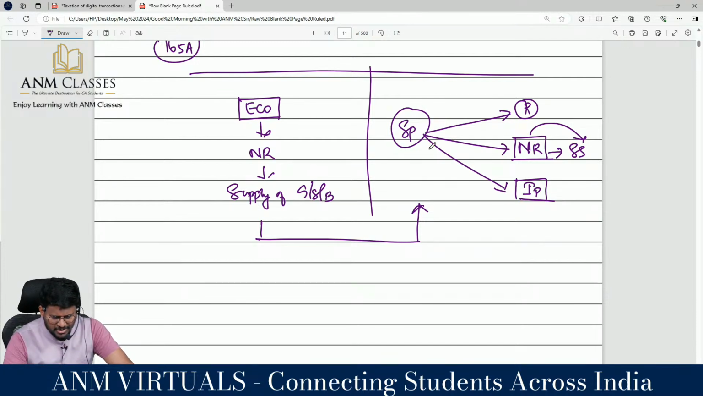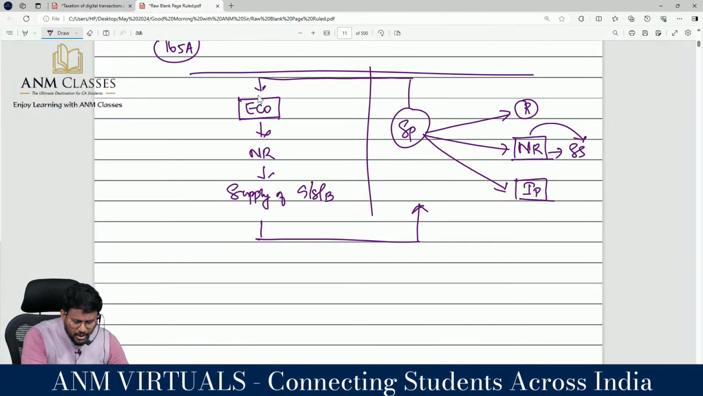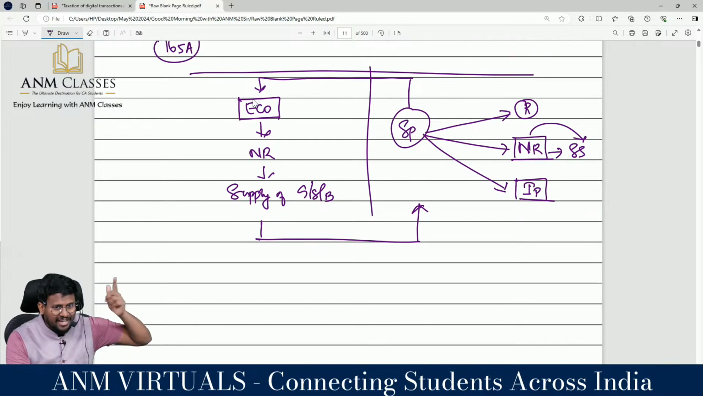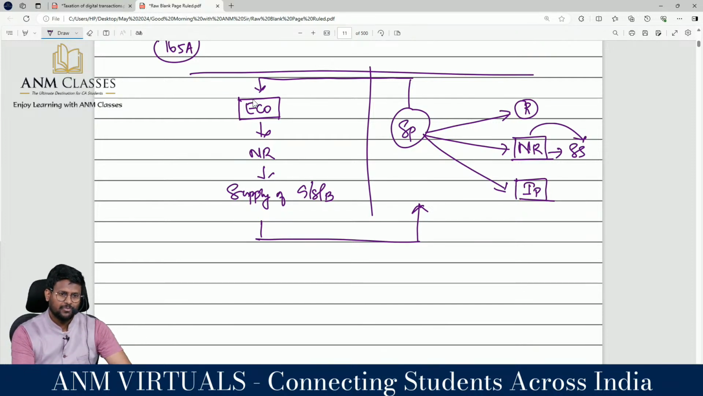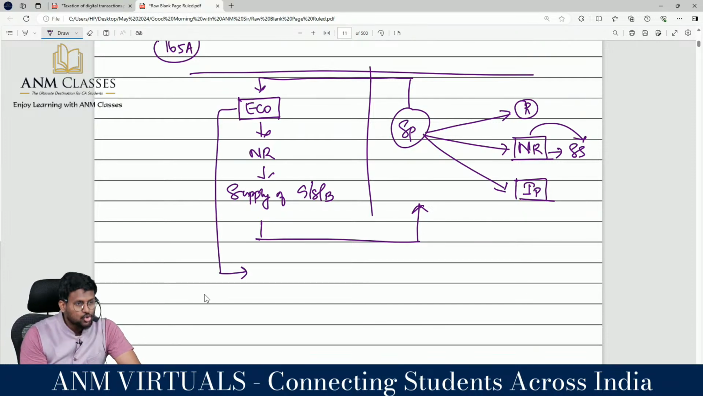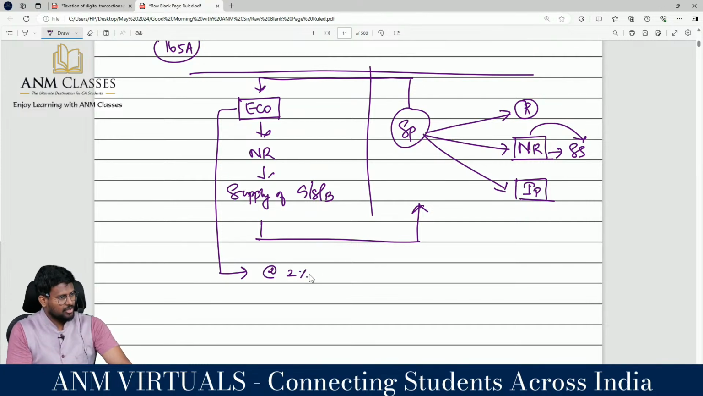Service recipient. That means specified person. This specified person will make the payment to the e-commerce operator. But who is having the responsibility of paying the equalization levy to the government of India? This e-commerce operator should pay, at the rate of 2%.